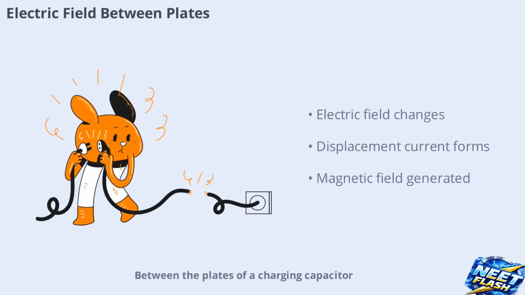appears to be zero. This contradiction highlights the need for displacement current, which arises from the changing electric field between the plates. Between the plates of a charging capacitor, the electric field changes as charge accumulates. This changing field generates a displacement current, which acts like a real current in producing a magnetic field. Maxwell's equations show that both conduction current and displacement current contribute to the total magnetic field. This concept is essential for understanding electromagnetic wave generation and propagation.